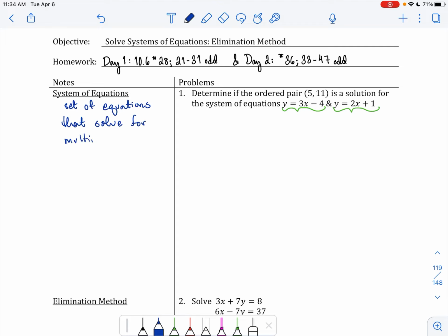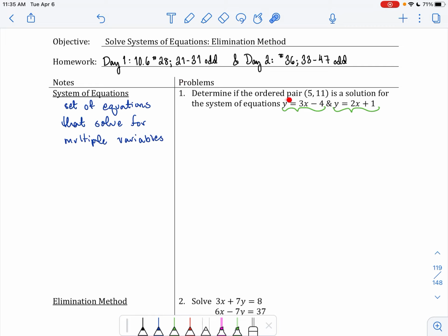So if you remember, we can only solve for one variable at a time. If we have several equations, you can solve for several variables. In this case, you'll notice we have 2 equations and we have 2 variables, x and y. The number of equations is equal to the number of variables that you can solve for. So if I have 13 variables, I need 13 equations.